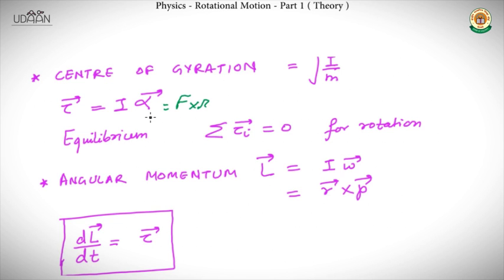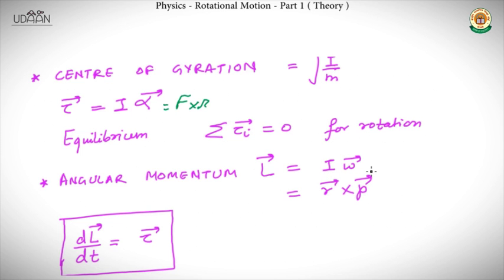Similarly, over here we'll see that rotational equilibrium occurs when the torque applied on the body is 0. And a similar concept as in translational motion, where we had linear momentum, here we have the angular momentum L, which is defined as I into omega, as in translational motion we had mass into velocity.